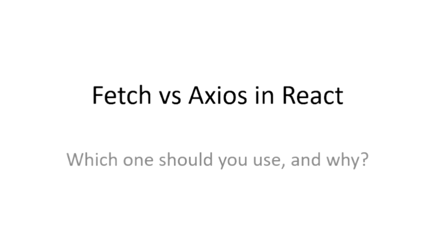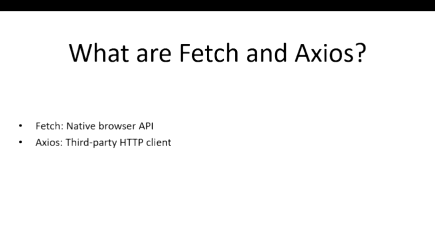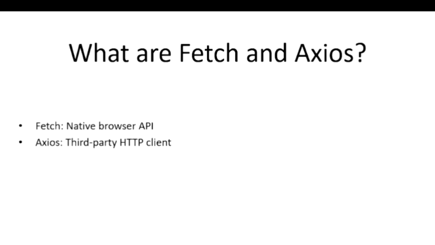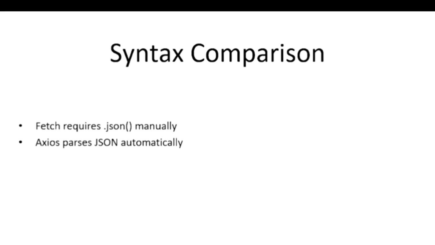On the other hand, Axios is a third-party HTTP client library that you need to install separately using npm or yarn. It wraps around the same functionality as Fetch but offers more powerful features out of the box. Now let's understand the syntax and how we can compare them. First of all, Fetch is a native browser API and Axios is a third-party HTTP client. So it's a third party that we install with the help of npm and yarn, as I told you.